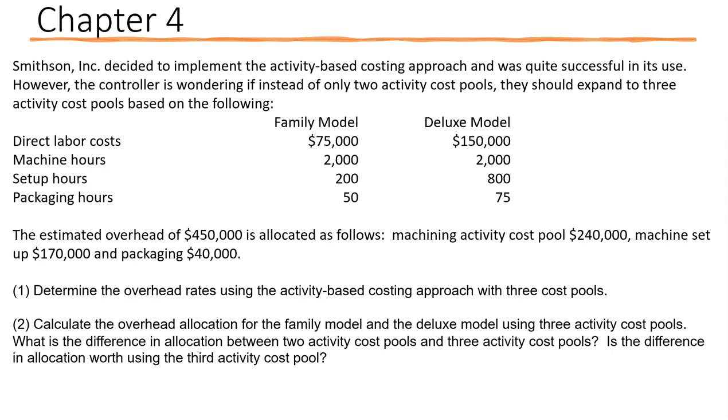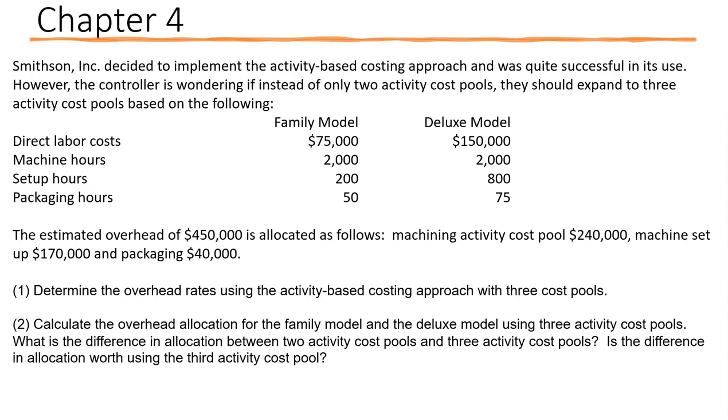With another cost pool, having 3 instead of 2, we have to divide up our $450,000 of overhead differently. So we're not creating additional costs, we're not eliminating costs. We're taking that $450,000 in all 3 scenarios that we looked at. It's the same $450,000, we're just dividing it up differently. So now we're saying machining is $240,000 of overhead, machine setup is $170,000, and packaging is $40,000.